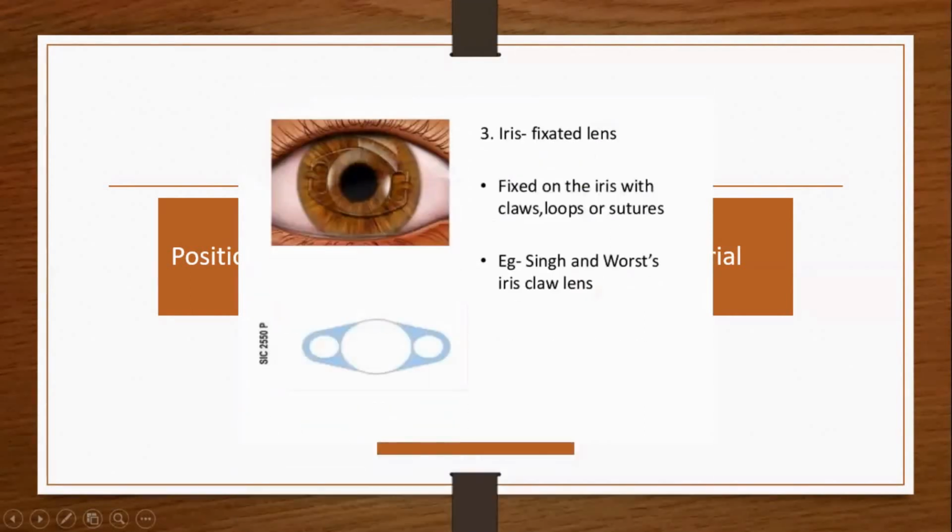So here is the iris fixated lens. Actually, this lens will be placed behind the iris, not in front of the iris. Behind the iris it will be placed like this, and the haptic will be a plate haptic. This is a plate haptic lens. In the plate haptic there is really a loop. Inside the loop, they will fix the iris with the help of a suture. This is actually the iris claw lens.